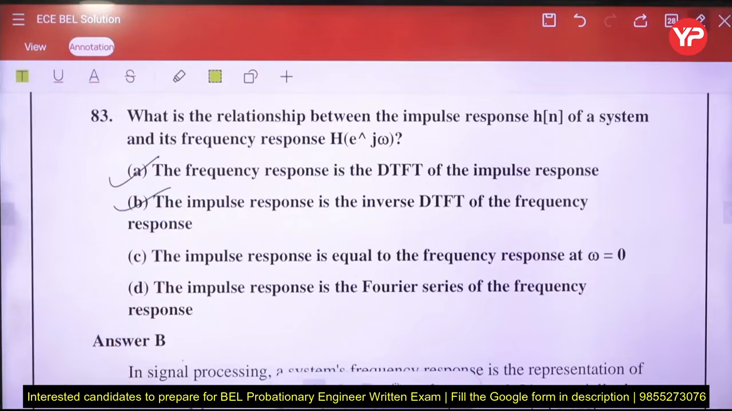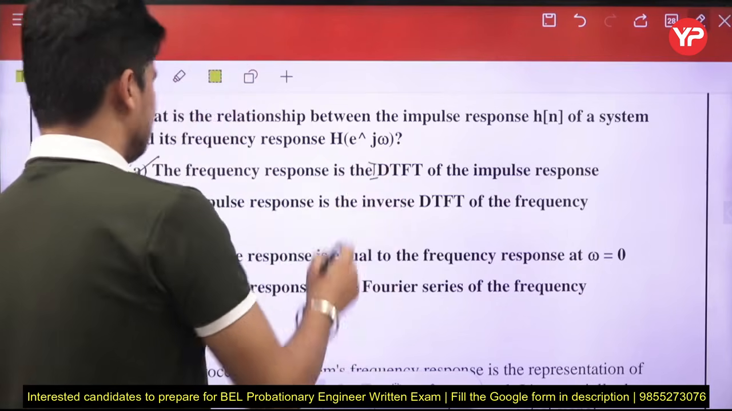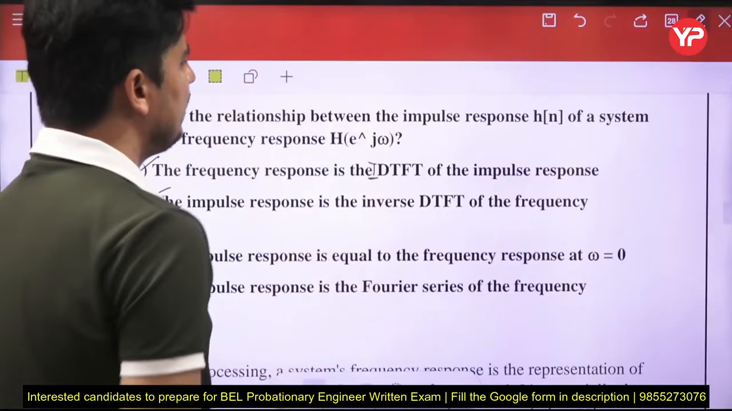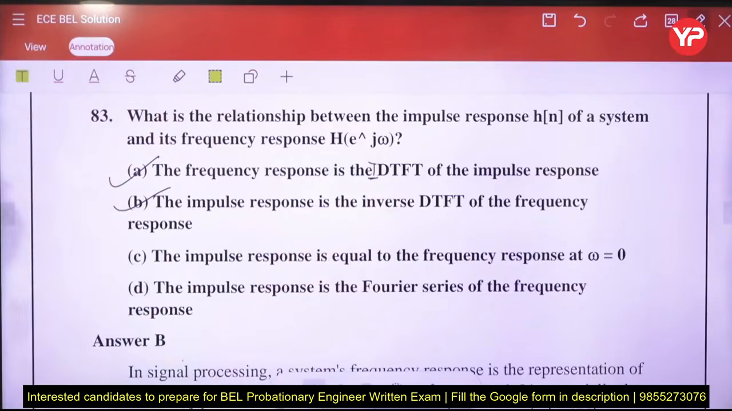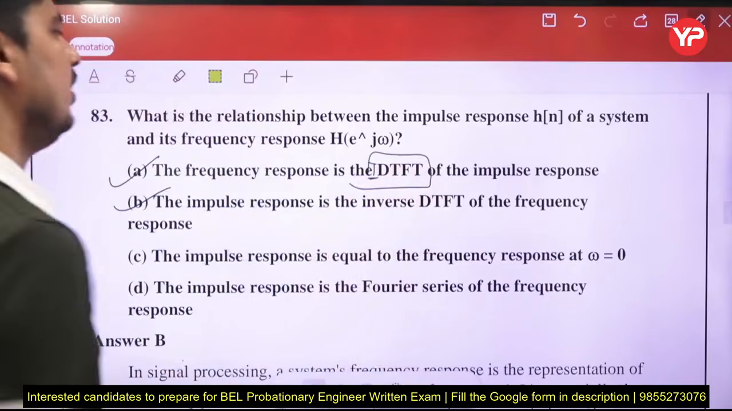So what is the relationship between impulse response of a system and its frequency response? So the impulse response is inverse DTFT of frequency response. I think it should be inverse DTFT here. That's why the answer will be B. Right? Inverse DTFT of frequency response. I think so. That is written in the question, that is misprinted here, right?